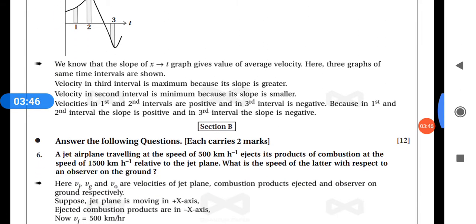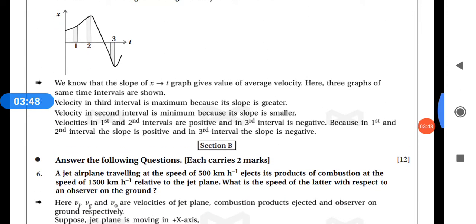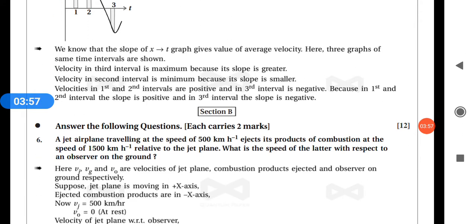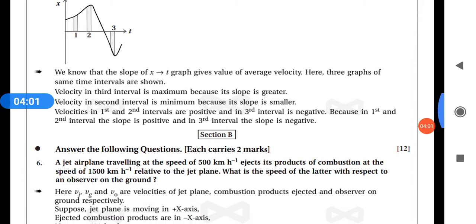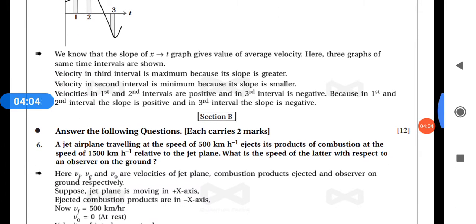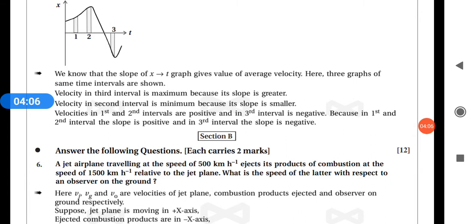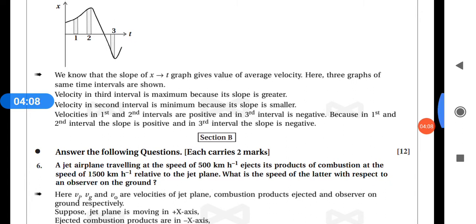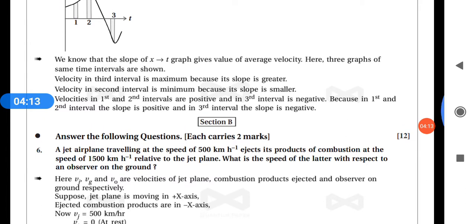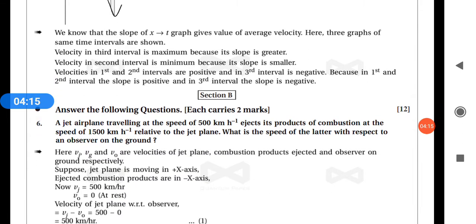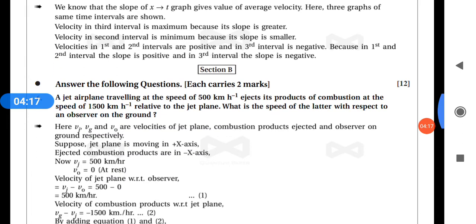So see here, first, we know that the slope of the x versus t graph gives the value of average velocity, hence three graphs of the same time interval are shown. The velocity in the third interval is maximum because its slope is greater. Then the velocity in the second interval is minimum because the slope is smaller. The velocity in the first and second intervals is positive and in the third interval it is negative, because in the first and second intervals the slope is positive and in the third interval the slope is negative.